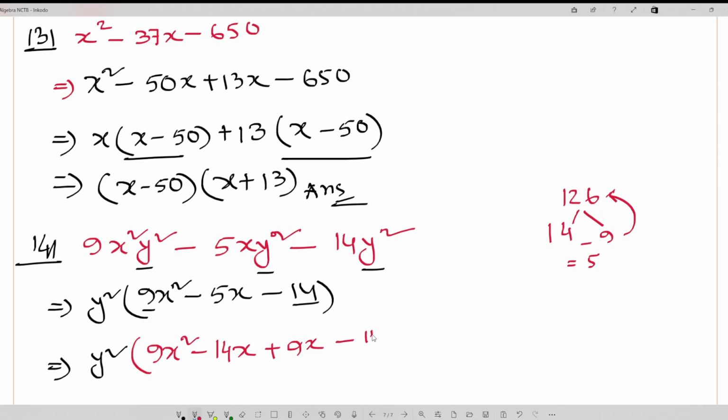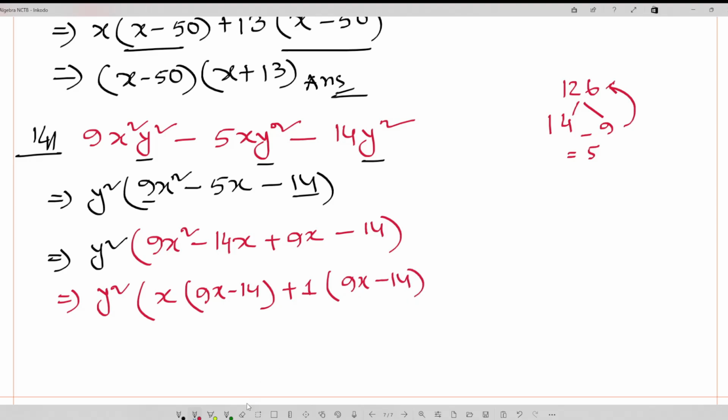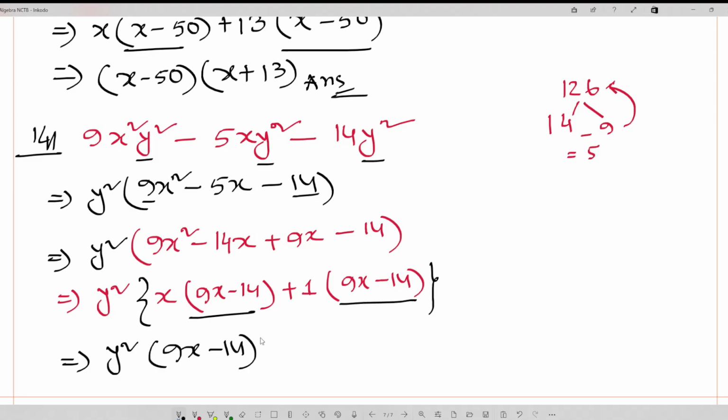Then 9x minus 14. Okay, then look, here is a y square, so we can take common x, right? So here is x times 9x minus 14, plus again we can take common 1, so here is 9x minus 14. So we can use the second bracket. So here is y square, 9x minus 14, and x plus 1. This is our answer.